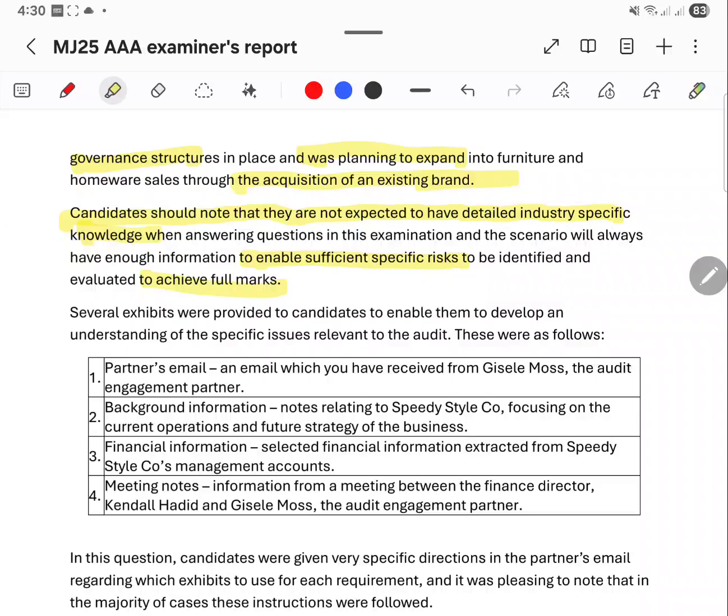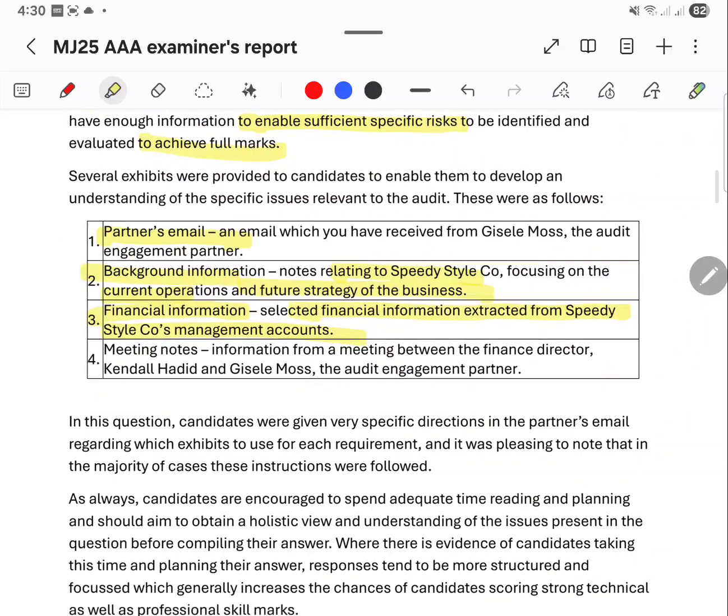So we have several exhibits. This is nothing unusual. First, the partner's email, in which we get the requirements as well. Then we have the background information about the client, focusing on the current operations and future strategy of the business. Then we have selected financial information extracted from the Speedy Style company. Then meeting notes from a meeting between the finance director, Kendall Headed, and Giselle Moose, the audit engagement partner.